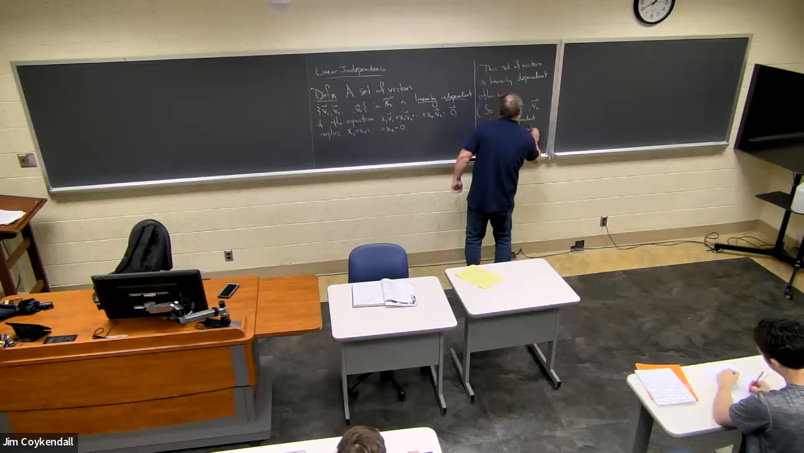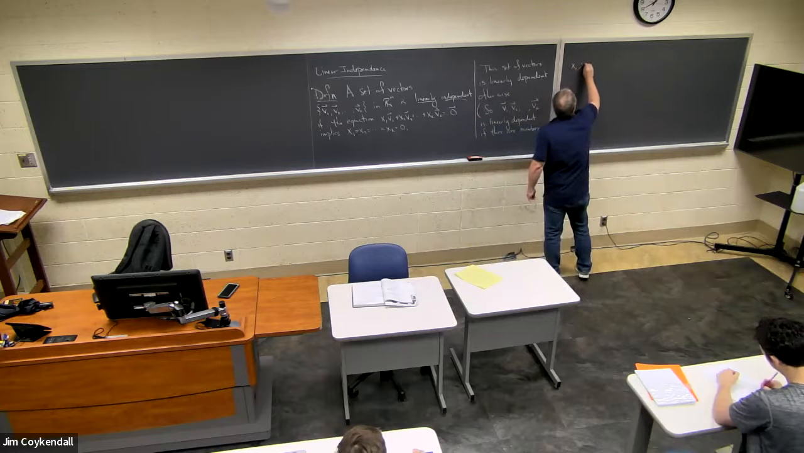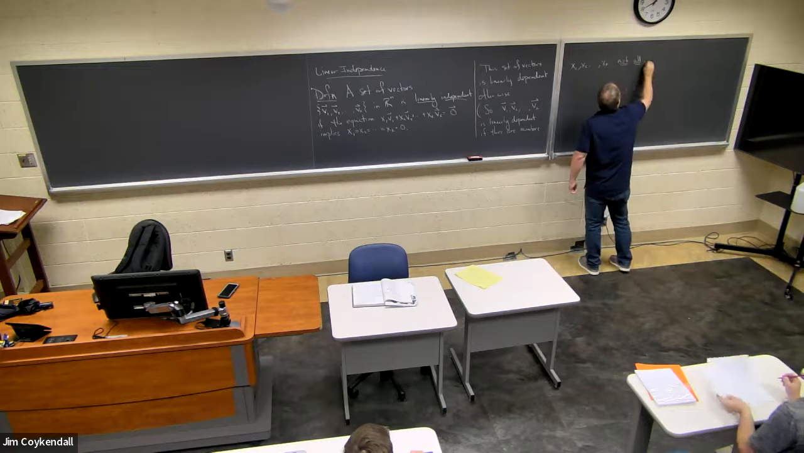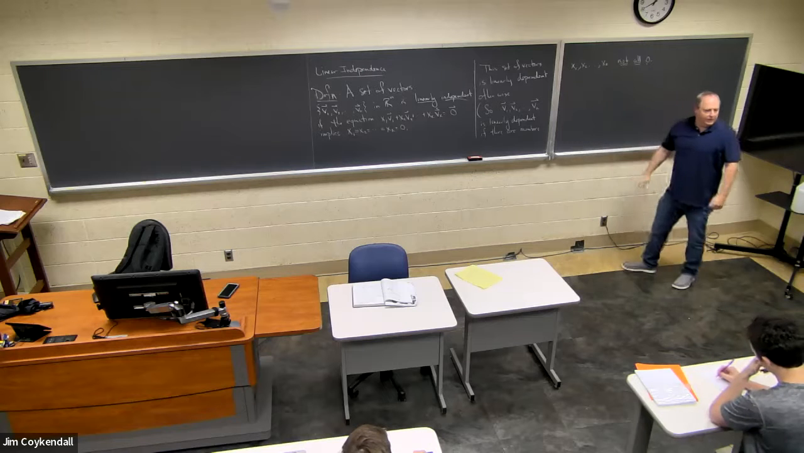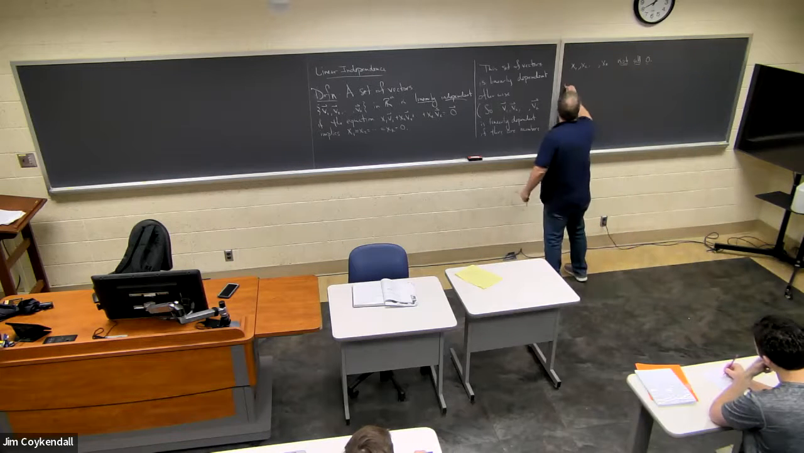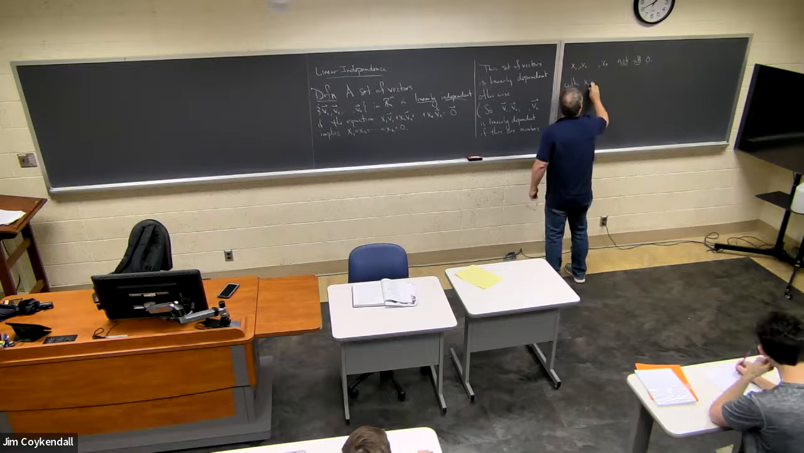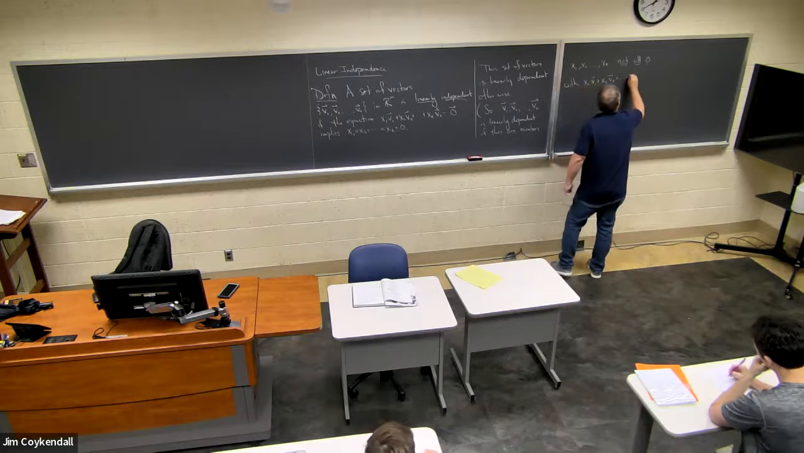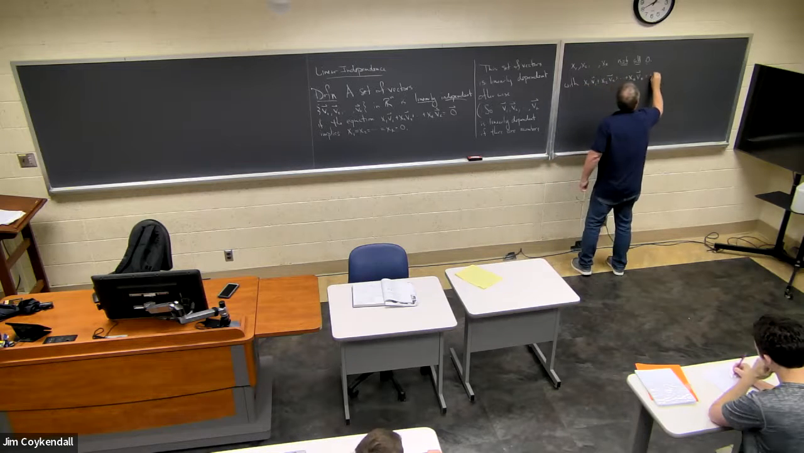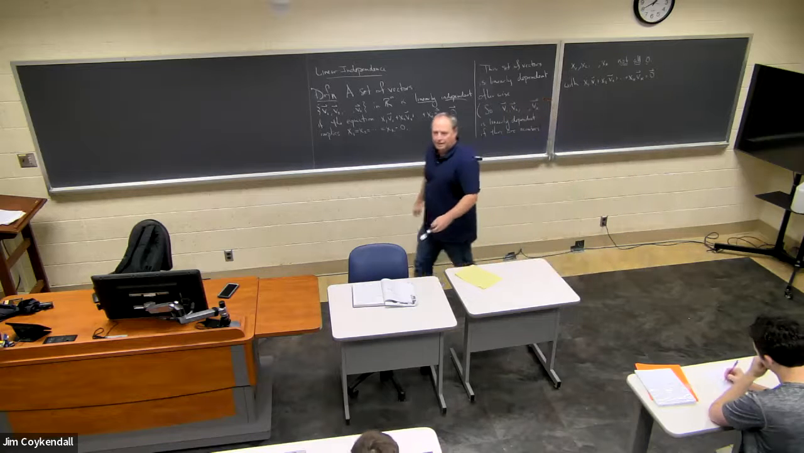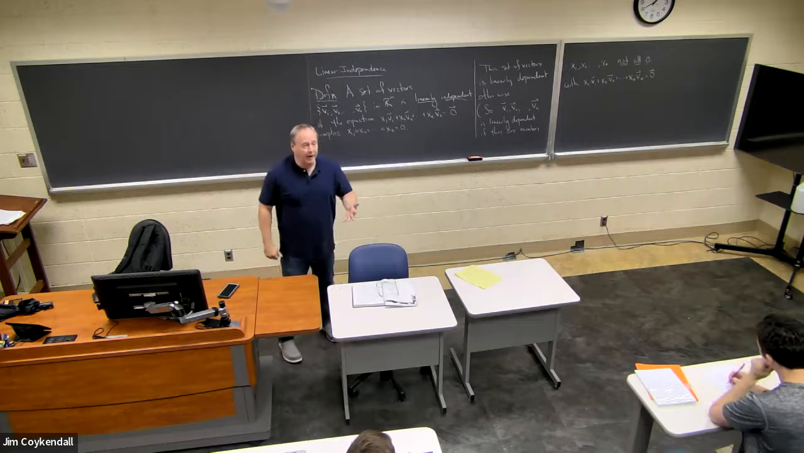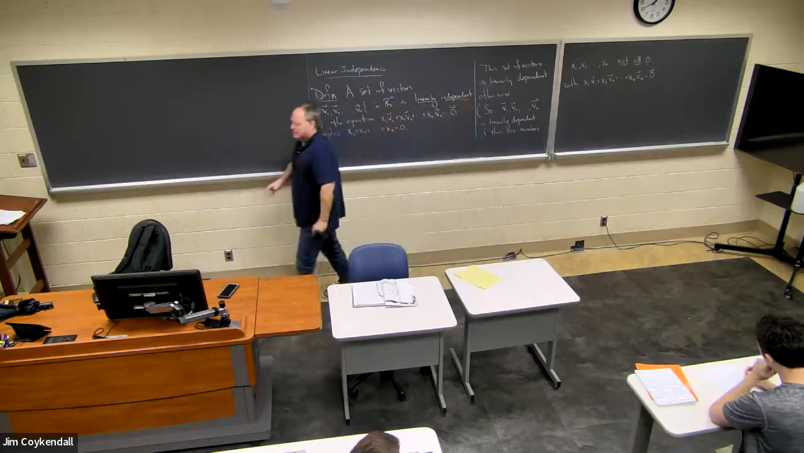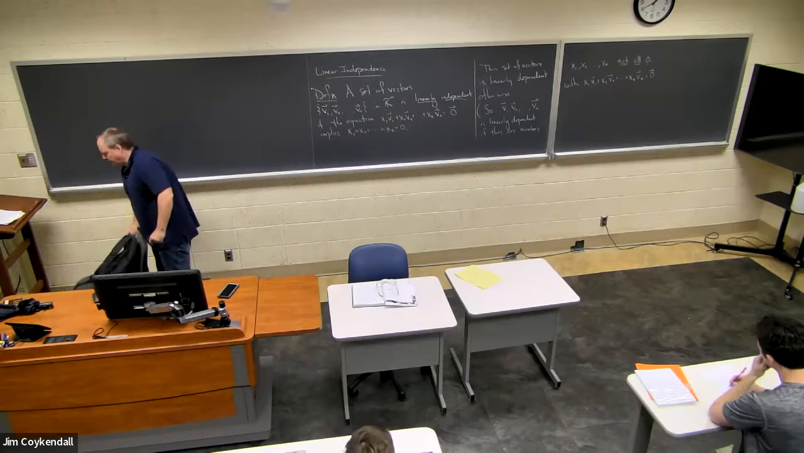So another way to say linearly dependent is that there exist numbers x1, x2, ..., xk not all zero. Some of them can be zero, but not all of them. Now, actually, this has an important connection with these equations we've been working through. Let me look at an example and see if we can make that connection.